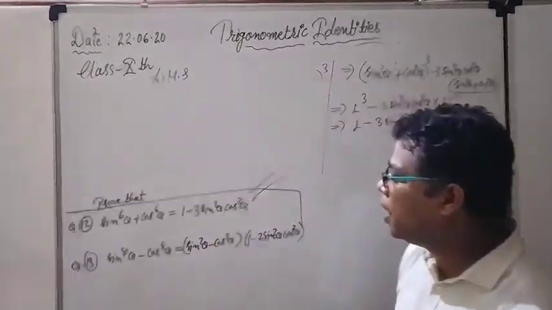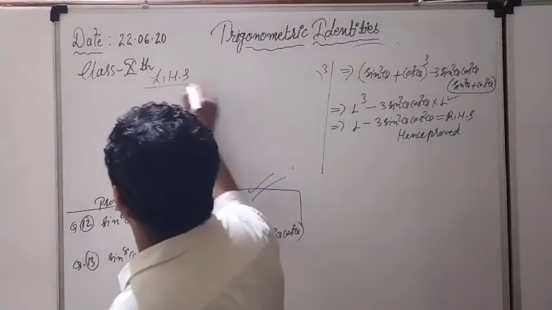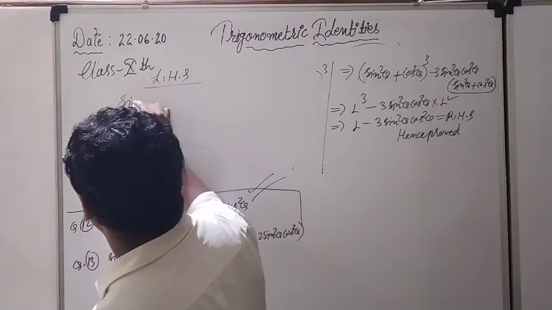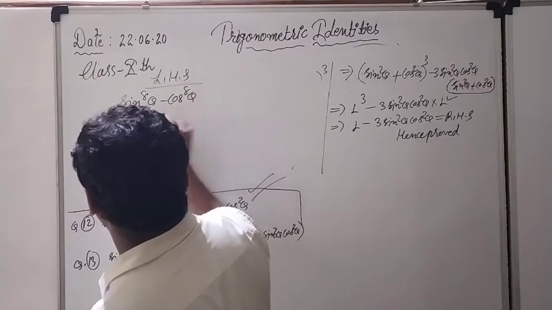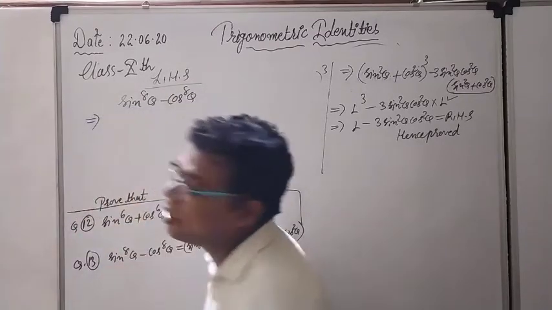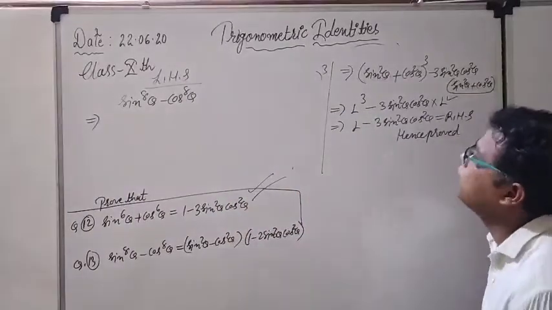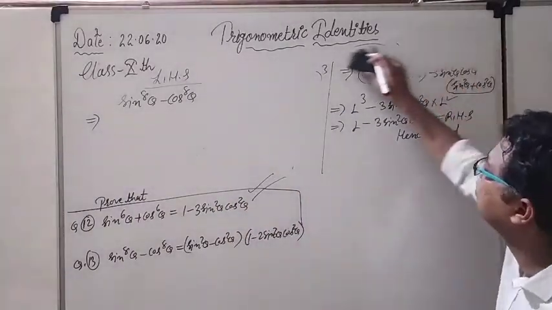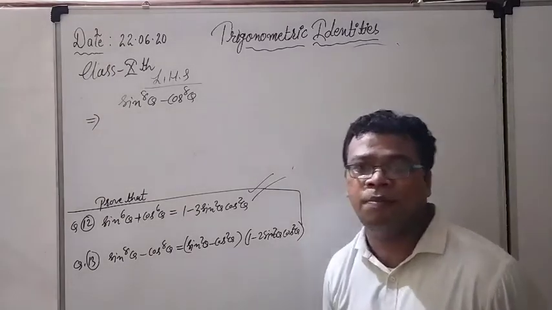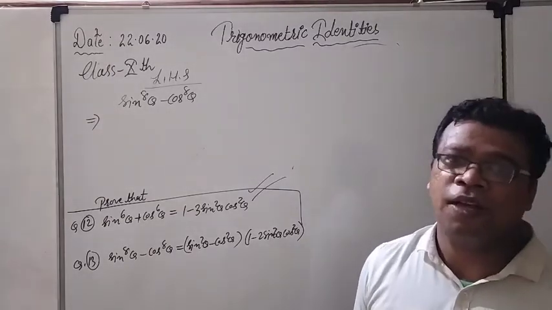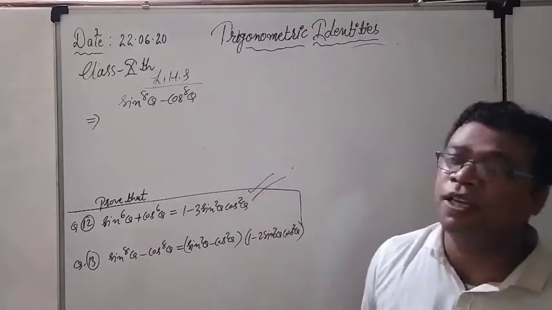Again it is the power 8, so again I am going to take the left hand side: sin 8 theta minus cos 8 theta. Again, see, the same kind of thing is there. Right now you can understand, I think. Is there any formula for power 8? No. So finally what to do? Again I can convert it into power of square.